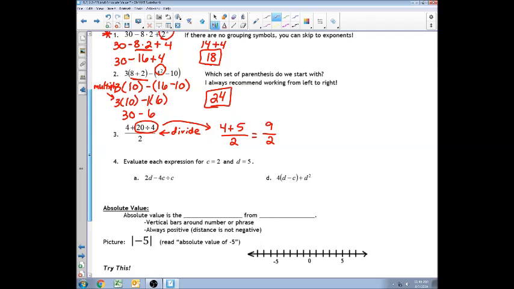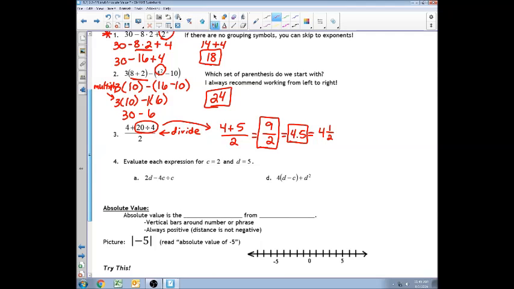You could write that as 4.5. I prefer that you write it either in this form or in decimal form. The 9 over 2 is actually the simplest form, and there's no rounding involved, so it's actually the most accurate as well.